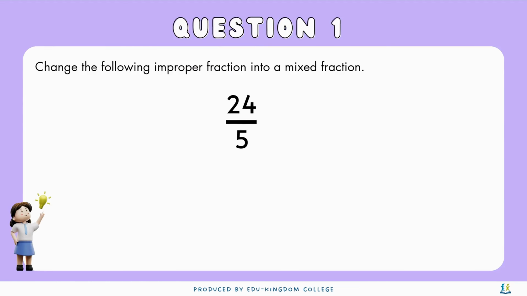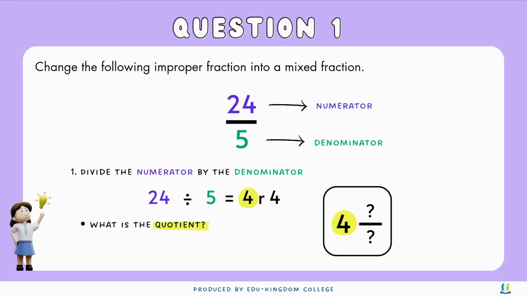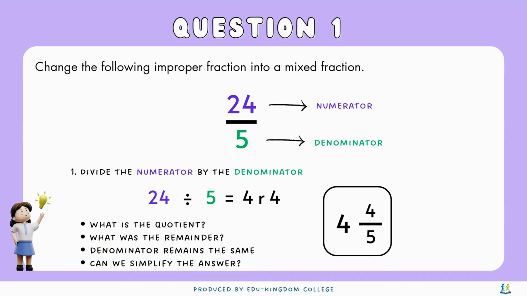Let's try this question together. 24 over 5. Divide the numerator by the denominator. 24 divided by 5 is going to give us 4, remainder 4. What is the quotient? The quotient is going to be 4, which is the whole number. And what is the remainder? 4. So the new numerator is going to be 4. Then the denominator remains the same, so it's going to be 5. And can we simplify this answer?